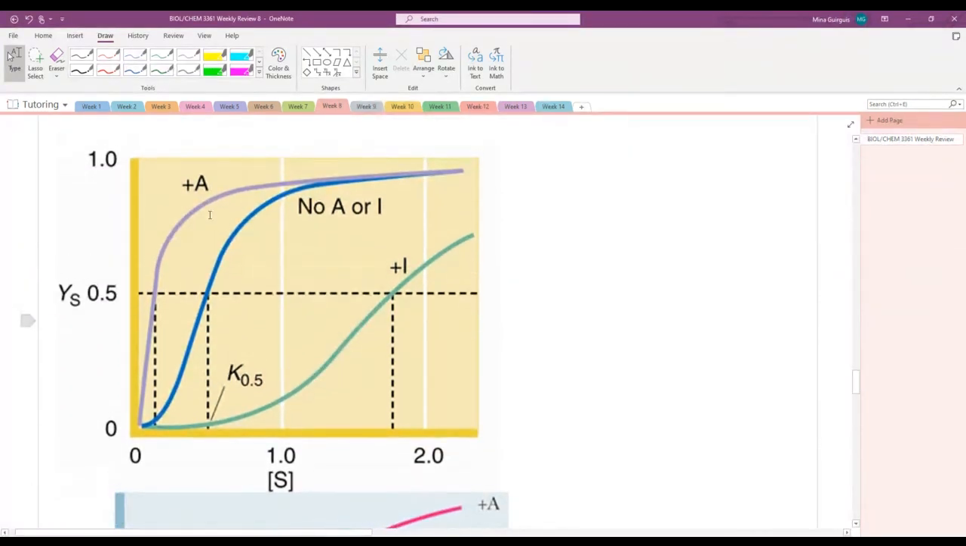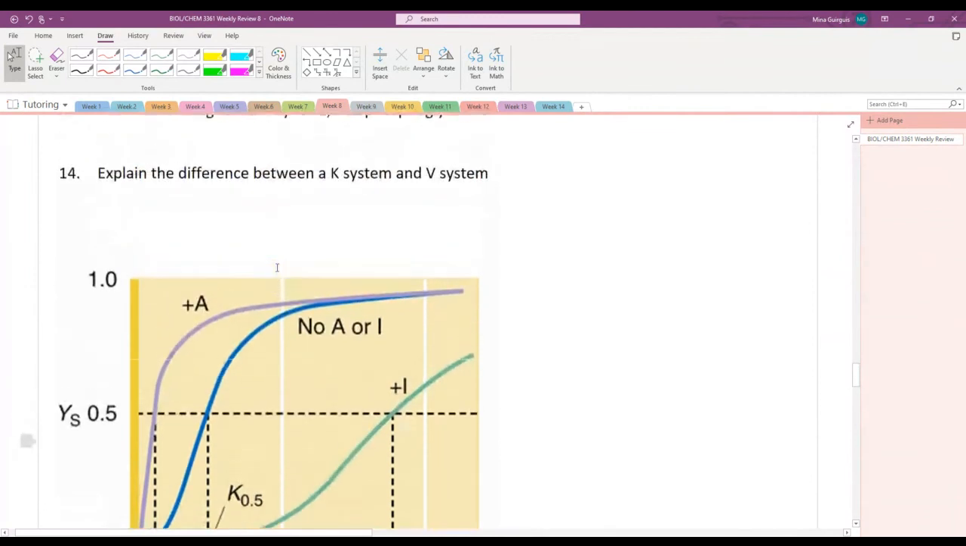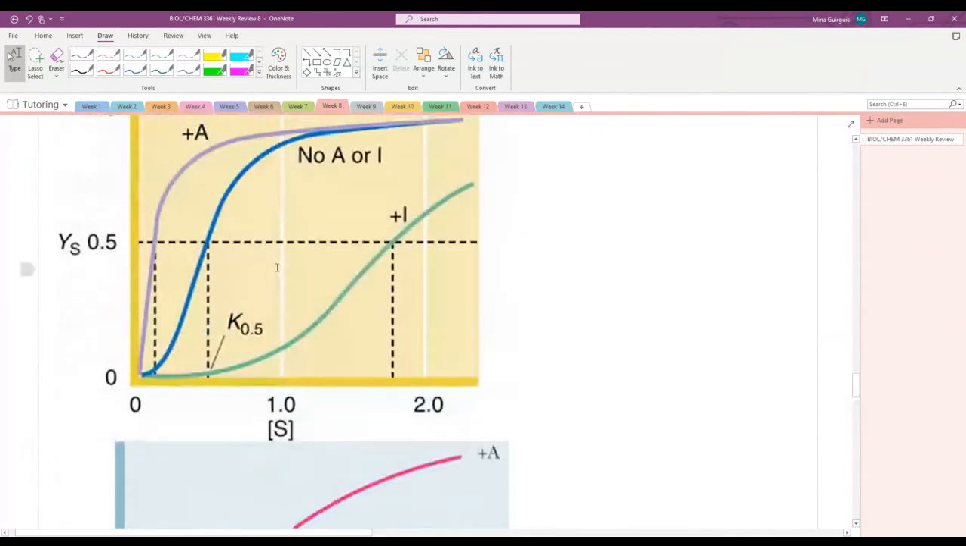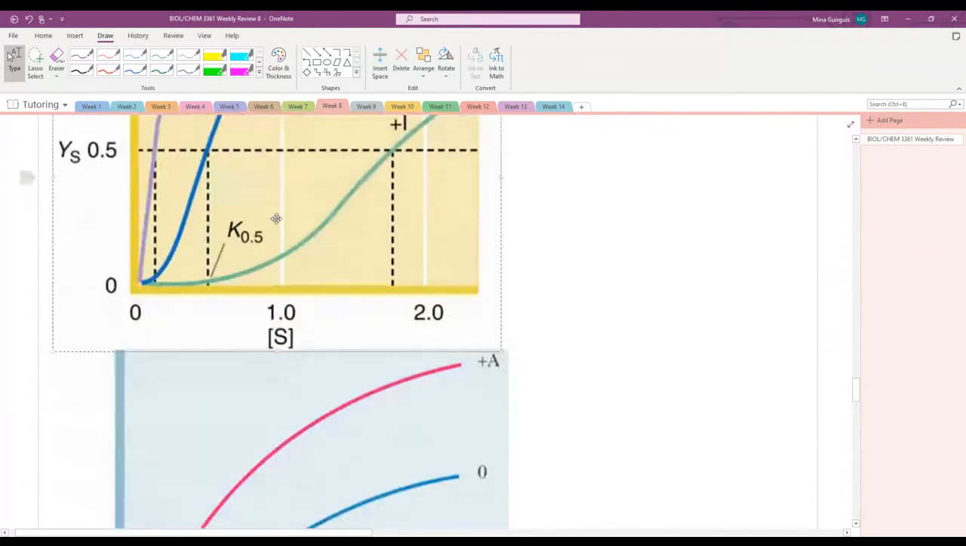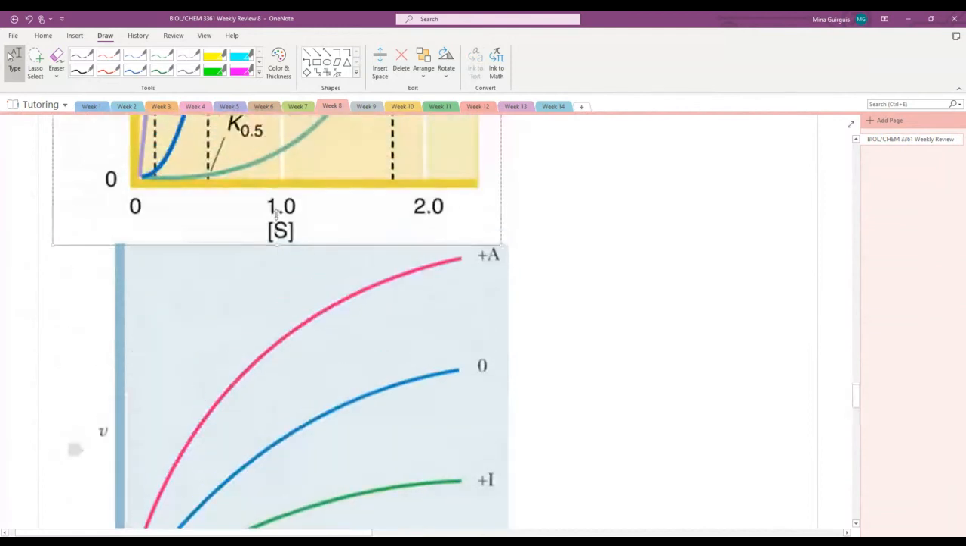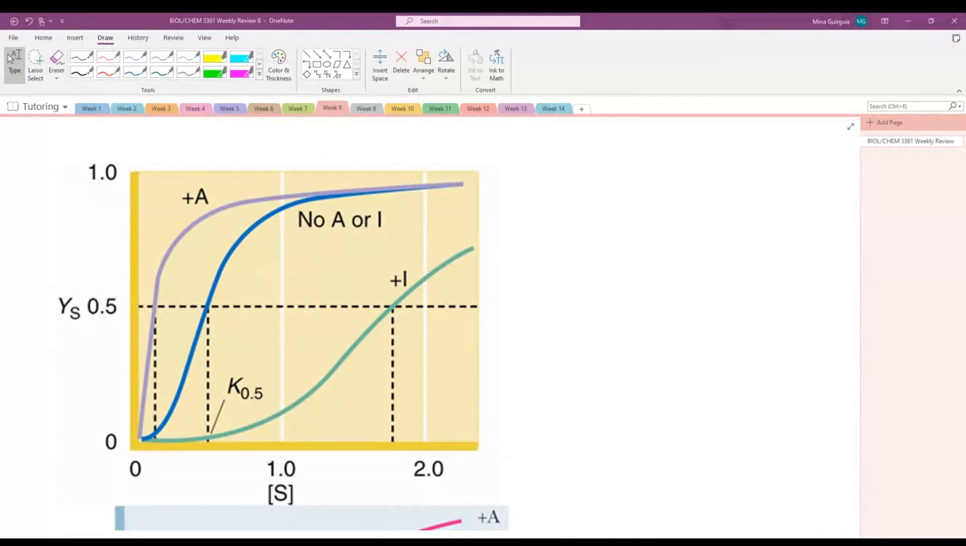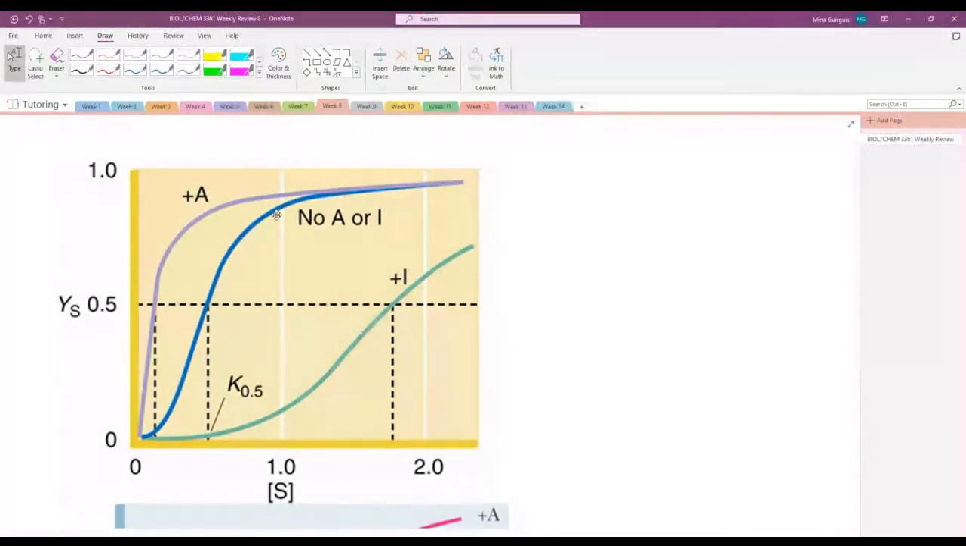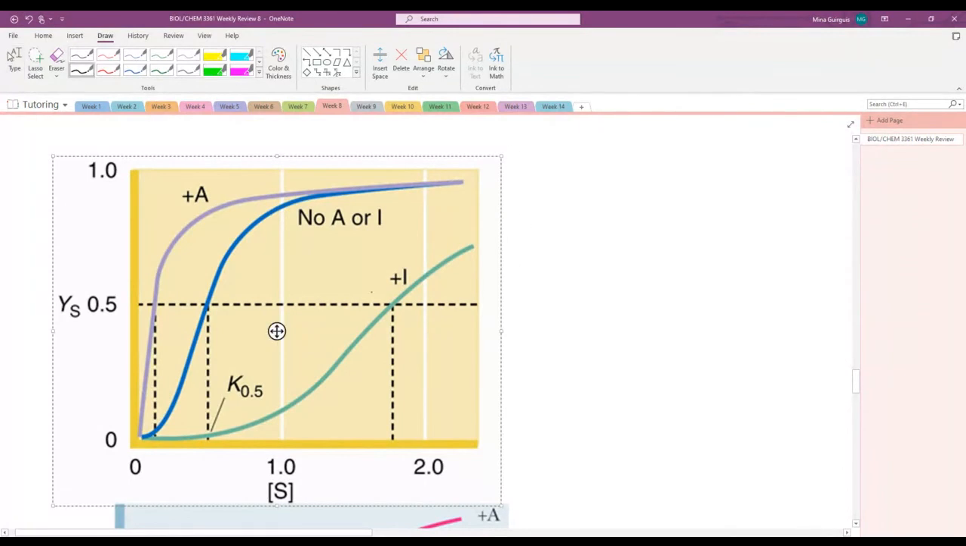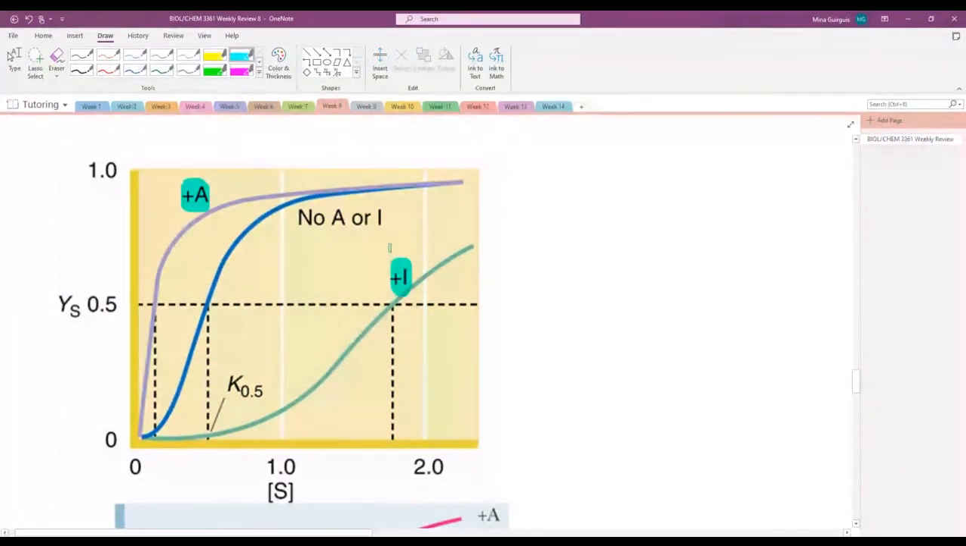Okay, so let me start off by saying this first one is a K system, the second one is a V system. The reason is a K system changes K and a V system changes V. Yeah, that's pretty self-explanatory. And specifically, with the addition of some form of regulator, in this case we'll use blue, either an activator or an inhibitor, in most cases K changes.